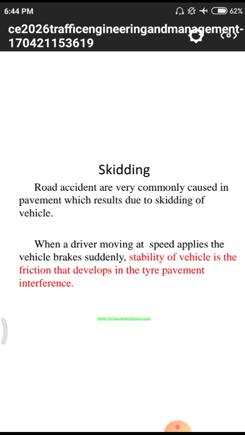When a driver is moving at a speed and applies the vehicle brake suddenly, the stability of the vehicle depends on the friction that develops in the tires and interface.